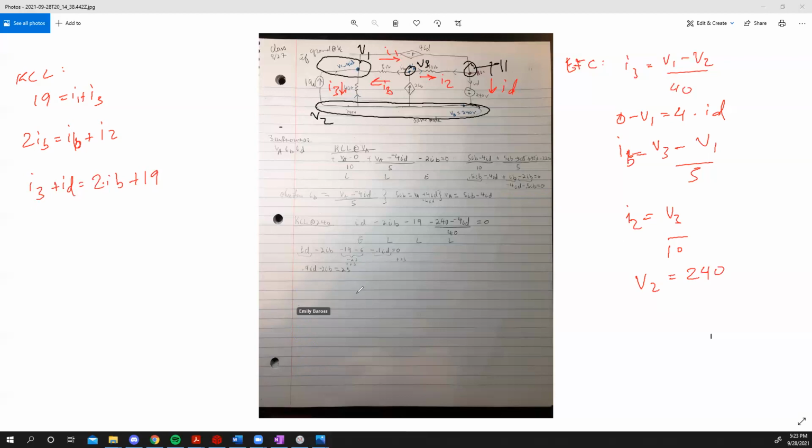So I got I1, I2, IB, ID, V1, V2, V3. Right. And I1, I2, I1, I3. So there's 8. Yeah, so I have 8 equations.